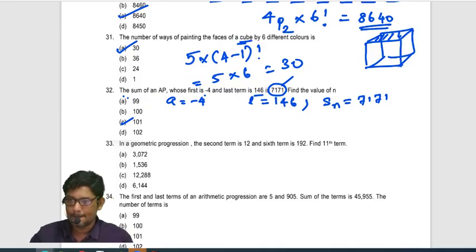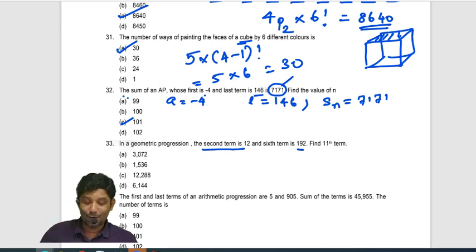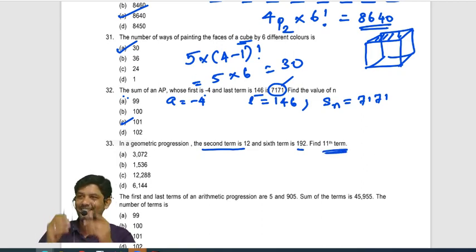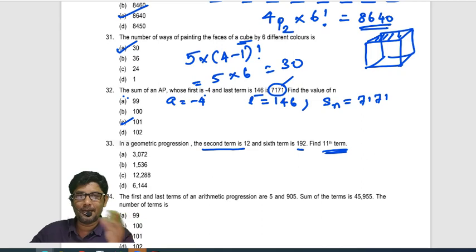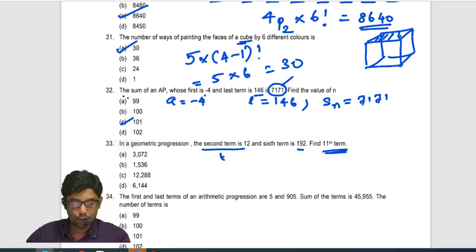Now listen here. In a geometric progression, the second term is 12, the sixth term is 192. What is the question they ask you to find out? The 11th term. Any two-digit number multiplied by 101 gives the same repetition of the number. Okay, let me not waste my time. Look at this. In a geometric progression, the second term is 12 and the sixth term is 192. Find the 11th term.